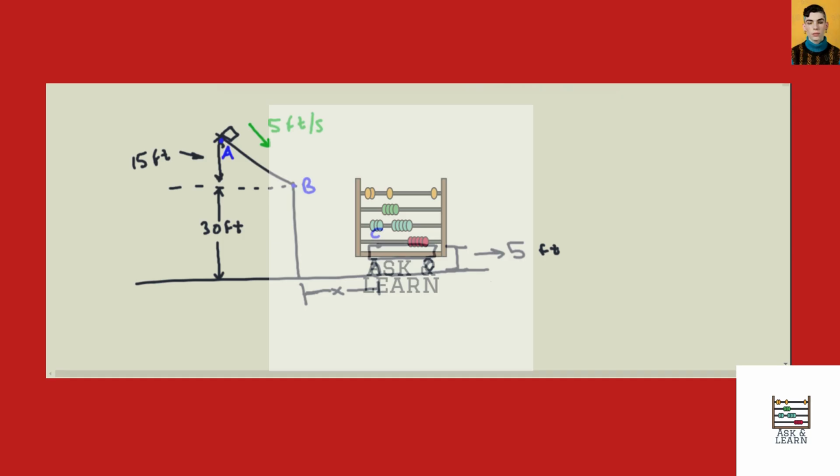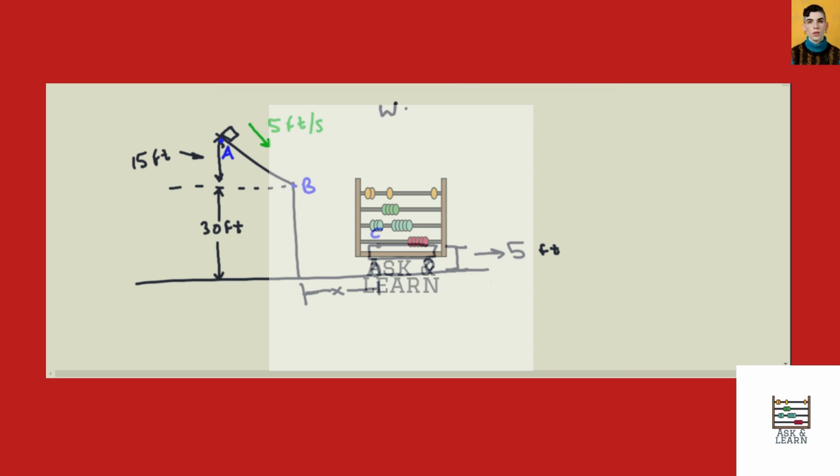A box slides down a slope at 5 feet per second, and we want to find the horizontal distance it travels after it leaves point B and right before it hits the car at the very bottom at point C. So we're given a few pieces of information.